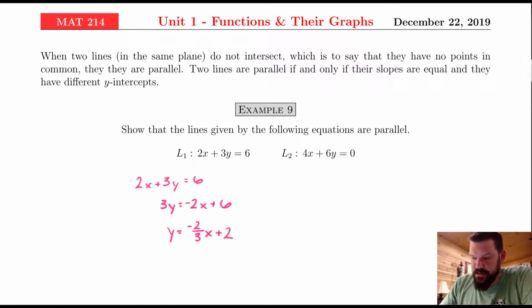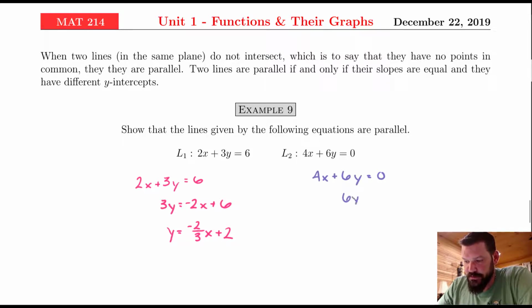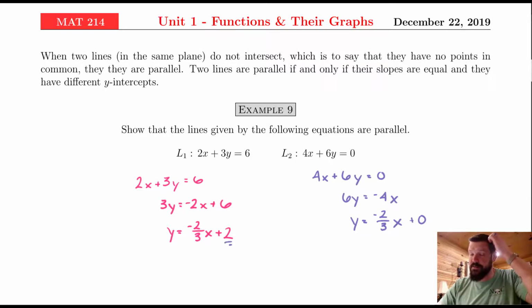We're going to follow the same steps on line L sub 2 and see if we come up with the exact same slope, hopefully a different y-intercept, because if it has the same y-intercept, these lines wouldn't be parallel, they'd actually be the exact same line. So we subtract 4x from both sides and then divide by 6, which does give us negative 2/3 x. So the y-intercept for this graph happens to be 0. The y-intercept for the first one happens to be 2. So they are different lines. They have the exact same slope, so they are parallel.